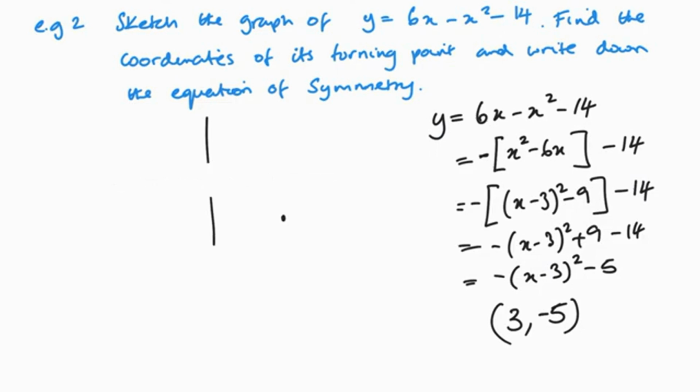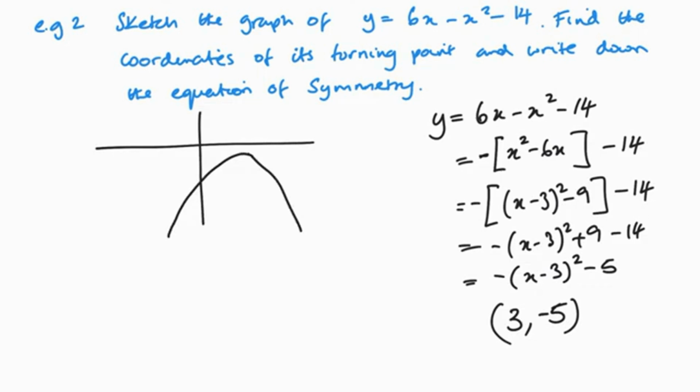Okay, so I'm just going to make this a little bit nicer, give myself a little bit more room really, and I'm going to have something like this, crossing here at 3, minus 5 and hitting the y-axis at negative 14, which I can get from the original version of this graph. When x is 0, y is minus 14.